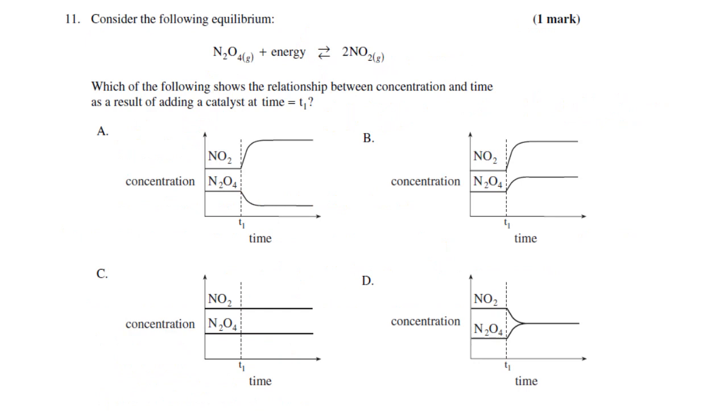Okay. Consider the following equilibrium. Which of the following shows the relationship between concentration and time as a result of adding a catalyst? This one should be easy. A catalyst will increase the forward and the reverse reaction rates equally and by the same amount, and therefore there will be no difference in the amount of reactants and products.